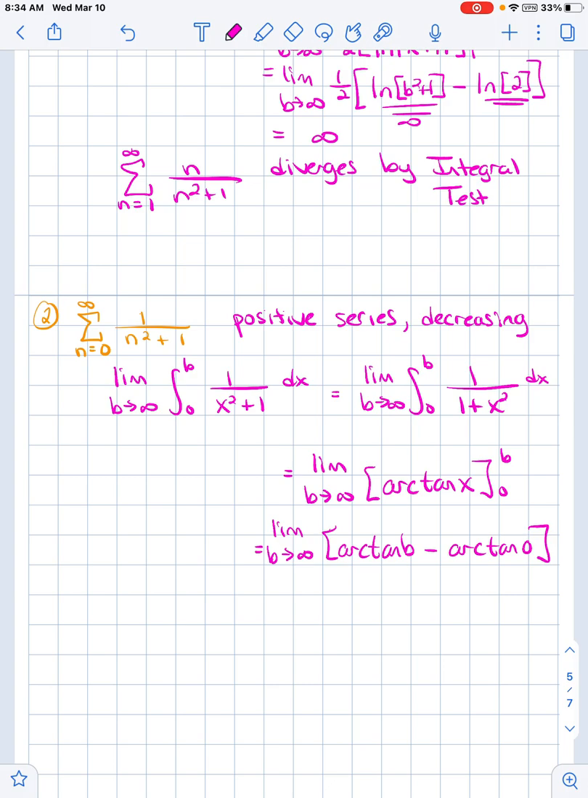Okay, remember arctangent is saying which angle will give us this output. So in the first case, we're saying on which angle is tangent going to equal infinity? Because as b approaches infinity, so when will tangent equal infinity? That happens when b is pi over 2. So this whole thing becomes pi over 2.